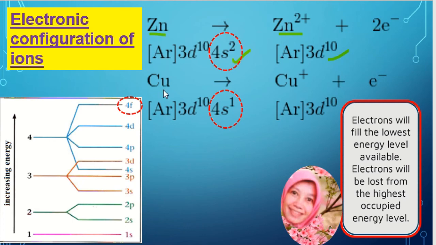Copper atom with electronic configuration of [Ar] 3d10 4s1 will lose its 1 electron from the 4s orbital and form Cu+ ion with electronic configuration of [Ar] 3d10.